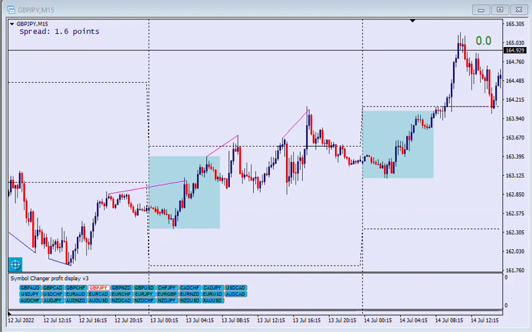Today we're going to be looking at a simple strategy that I call a simple divergence strategy.